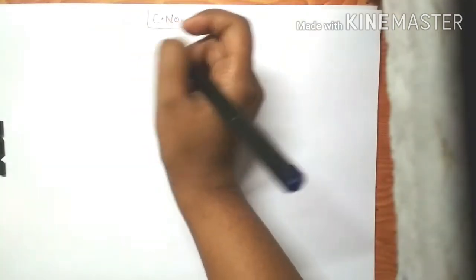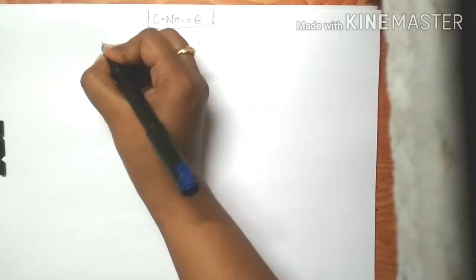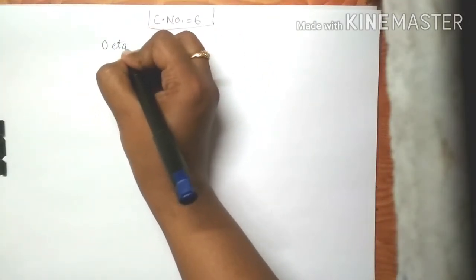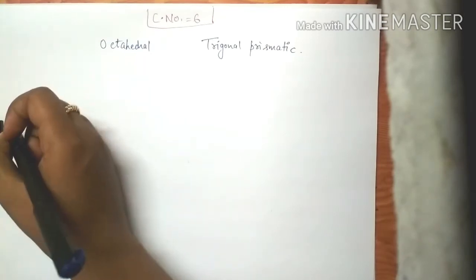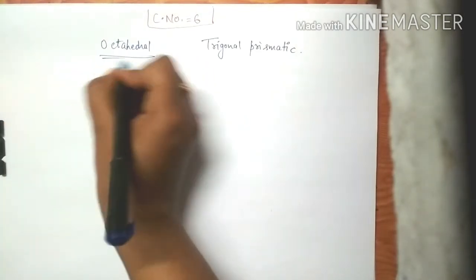So in this video of coordination chemistry, we are going to discuss the coordination complexes having coordination number 6. In coordination number 6 complexes, there can be basically two types of geometries. One could be octahedral and the other could be trigonal prismatic. So first we are going to discuss octahedral geometry.